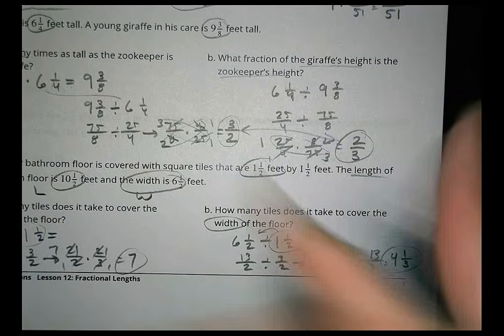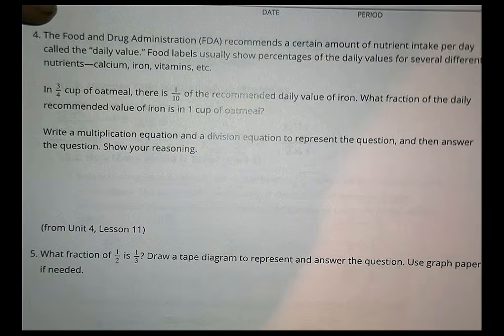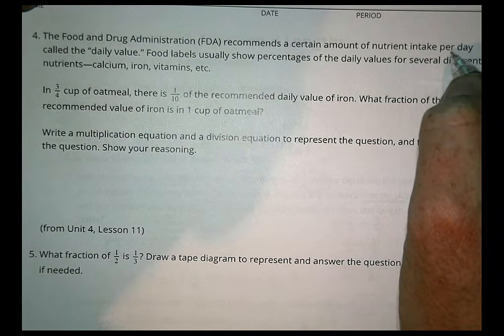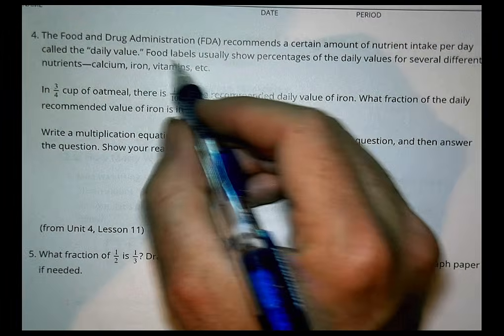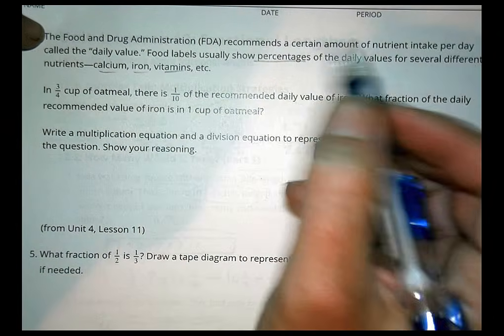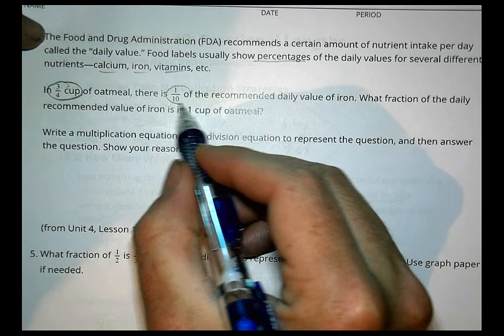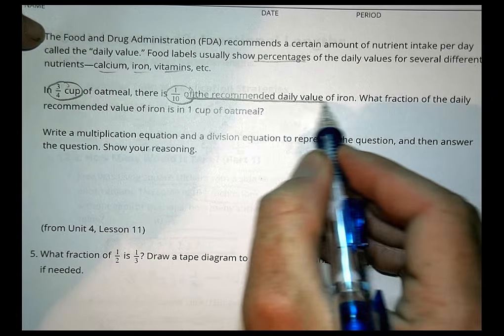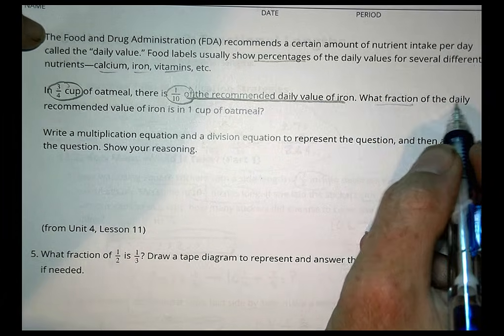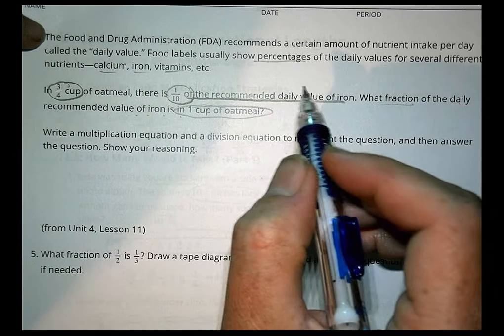All right. Okay, let's take a look at number 4. Got a few more to go here today. Says that the Food and Drug Administration, FDA, recommends a certain amount of nutrient intake per day called the daily value. Food labels usually show percentages of the daily values for several different nutrients, calcium, iron, vitamins, etc. In 3/4 cup of oatmeal, there is 1/10 of the recommended daily value of iron. What fraction of the daily recommended value of iron is in 1 cup of oatmeal?